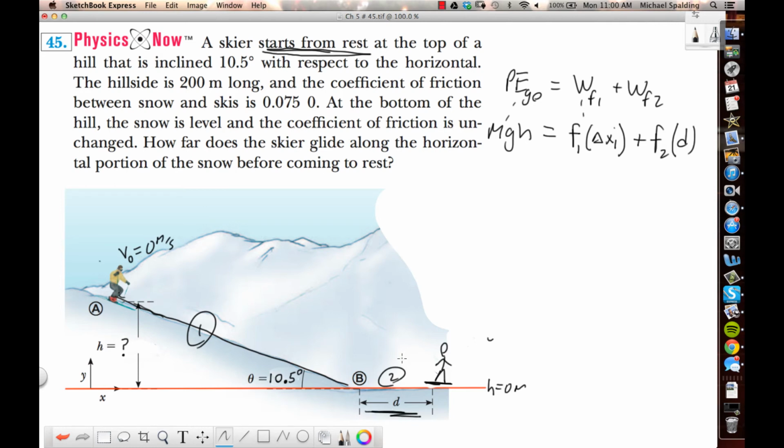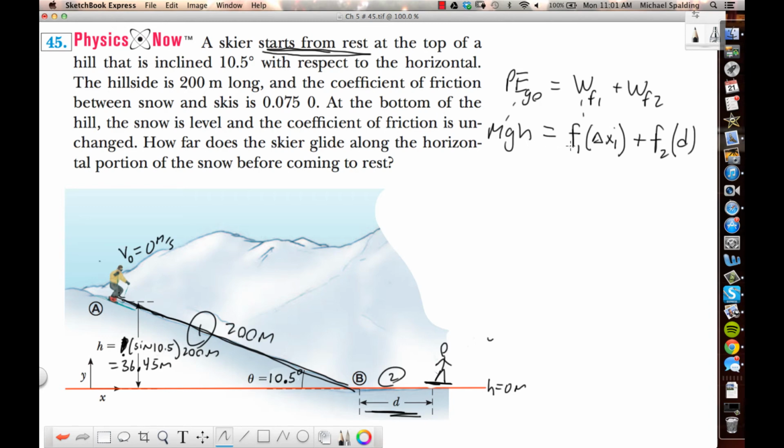All right, now, h. Do we know h yet? No, we do not know h. How do we get our h? Trig. Because what's this hypotenuse here? 200 meters. The angle is 10.5. So h is going to be equal to sine 10.5 times 200 meters. You had to solve for it. So h comes out to be 36.45 meters. That's the vertical height the guy starts from.